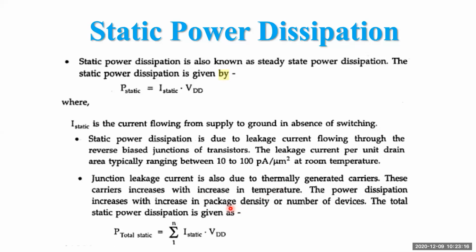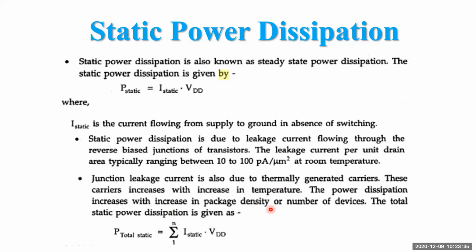Yeah, this is a very important point. The power dissipation increases with the increase in package density or number of devices. Whenever the number of devices on a chip increases, definitely what happens? The load of the operation of the chip also increases, because it needs to supply more amount of power. Whenever it's supplying more amount of power, definitely what happens?